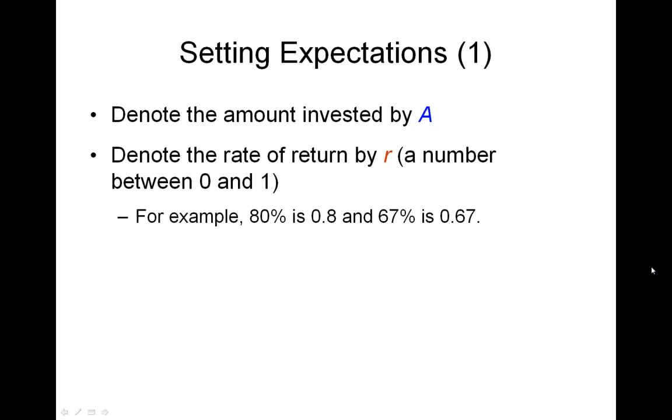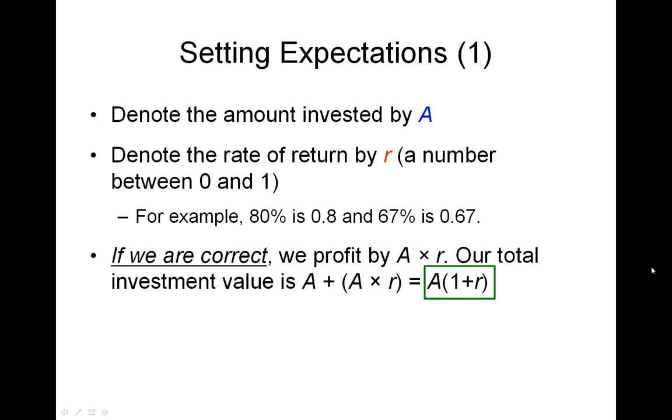Plowing on ahead, it's important to set expectations for those of us who hope to make money off of binary option trading, and we do so via mathematical models. There's really two important quantities here that we're interested in. That's the initial amount we invest, that's given by A, and the rate of return, R, which is a number between 0 and 1, expressed in percentages. We just multiply it by 100. For example, 80% is actually 0.8, and 67% is 0.67.